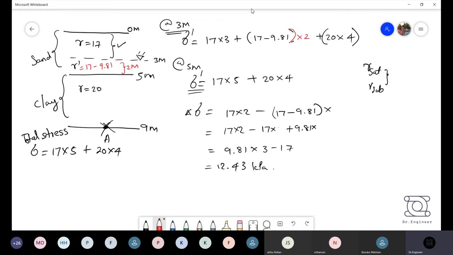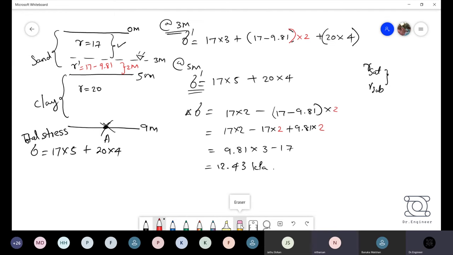So if you change the water by 2 meter, the effect would be only that value. The unit weight of water is 9.81, and if you multiply that by 2, you get 19.62. So that would be the change. Other than that, we are not changing any other parameters here. So nothing else will change. That is the concept behind this.